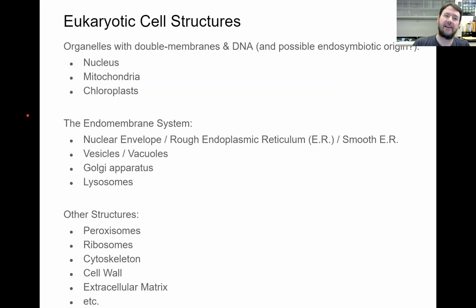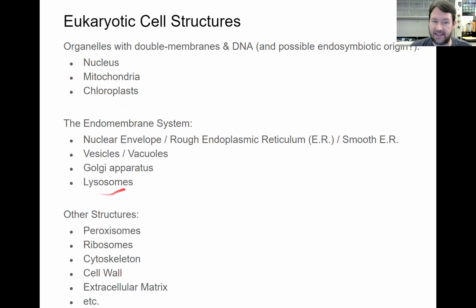The first group of eukaryotic cell structures are the organelles with double membranes and DNA, and maybe had an endosymbiotic origin, which I'll talk about in a little bit. These are the nucleus, the mitochondria, and the chloroplasts. So that's one grouping.